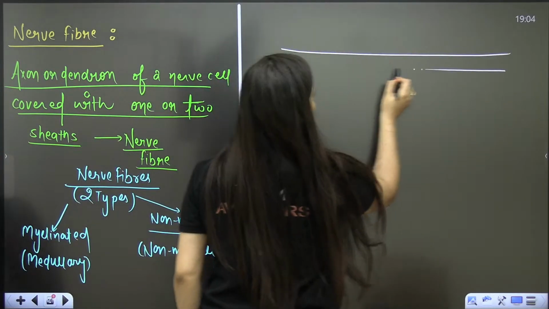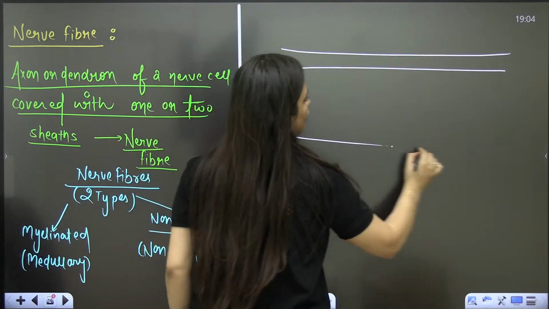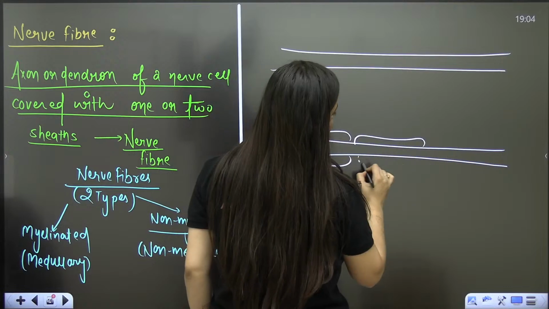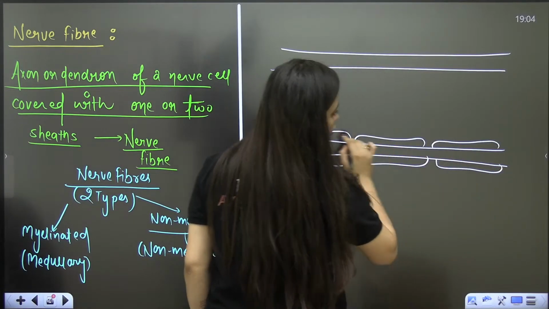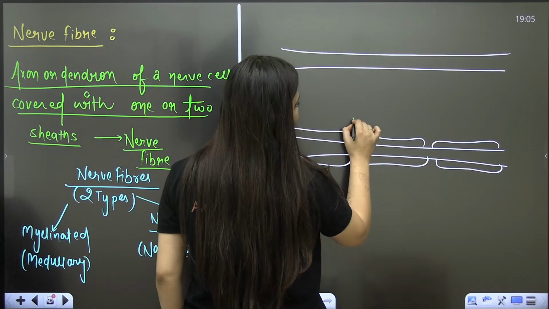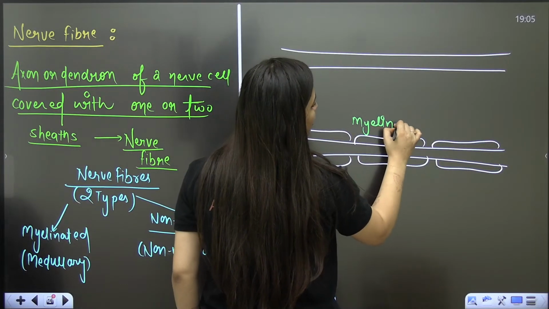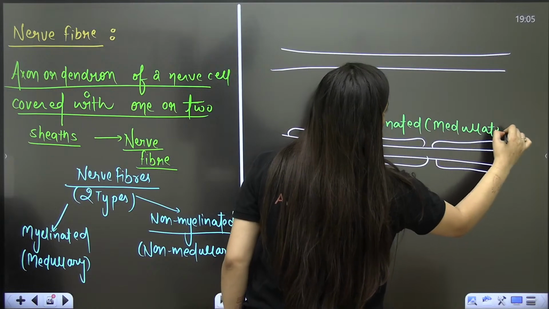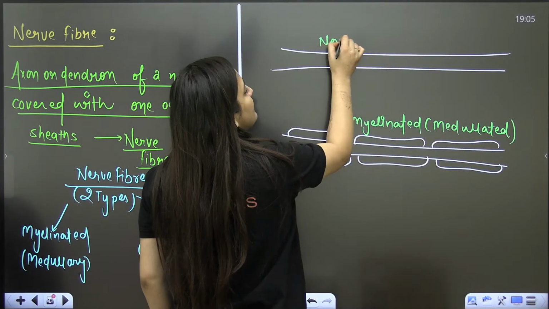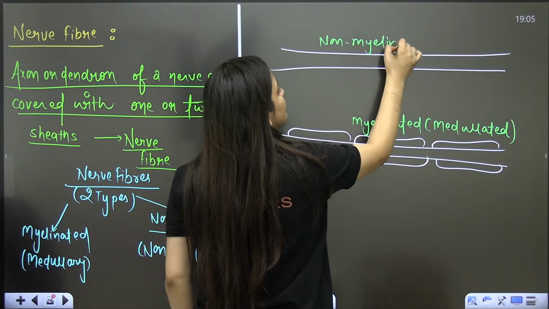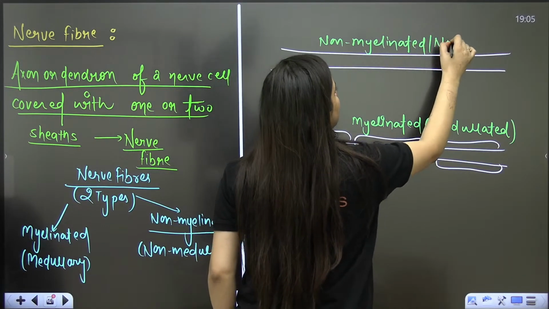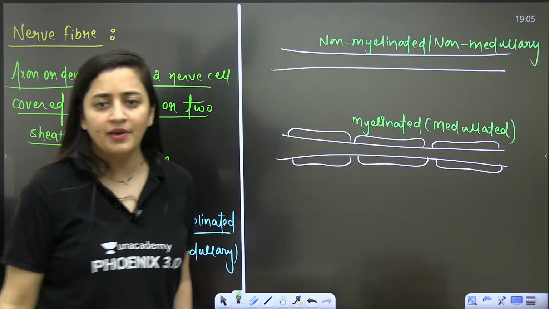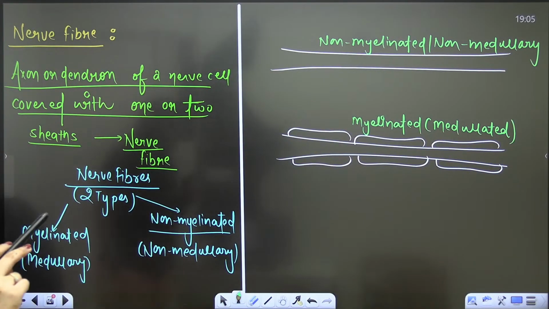Now, what is the meaning of that? Let's say this is your axon. If your axon is covered with the myelin sheath, obviously you are going to call it myelinated or medullated. If it is not covered by this, then you will call it a non-myelinated, non-medullary axon, your non-medullary nerve fibers. Are you getting my point? This is important.